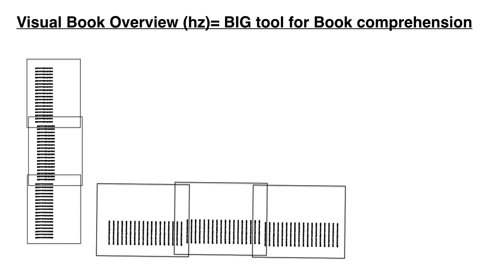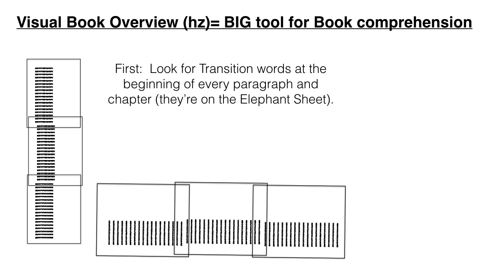Well, what do you do with that? We're going to teach you how to do this, and it takes some practice. But the first thing you do is you read through your paragraph titles and the book of the Bible you're studying. You look for transition words and ideas at the beginning of every paragraph and chapter, and we'll show you these. We've given them to you on the elephant sheet. It's usually a logical connective or time or geography. They're super helpful to see when the author is changing subjects.